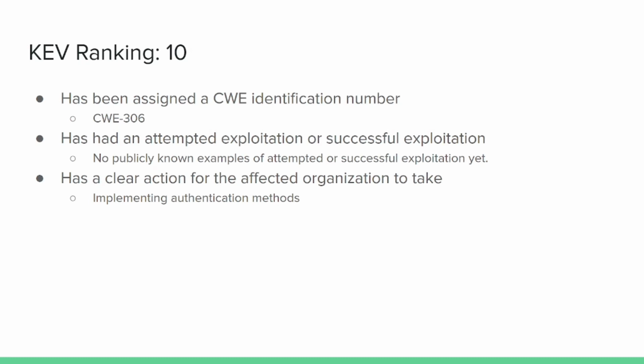So it was ranked 10th on the KEV list. It has been assigned a CWE identification number, 306. It has had an attempted exploitation or successful exploitation, but there are no publicly known examples of anyone actually using it as an attack. Just more of it's come up in a lot of reports. It has also had a clear action for affected organizations to take, implementing authentication methods to try and fix the weakness.